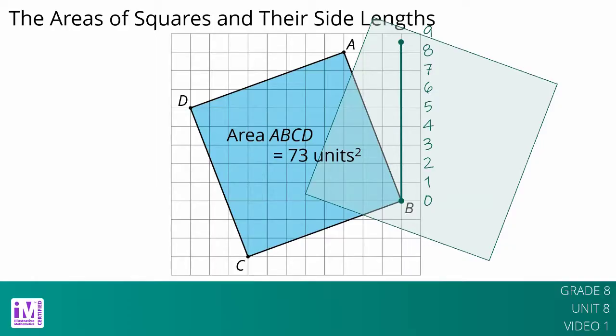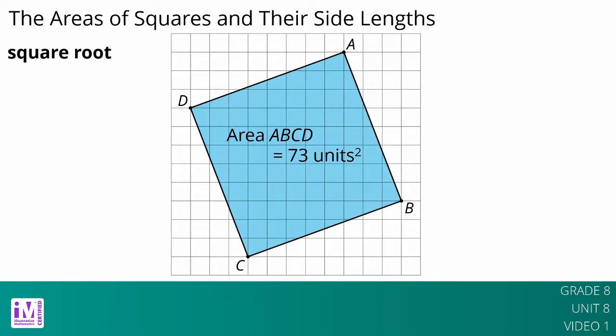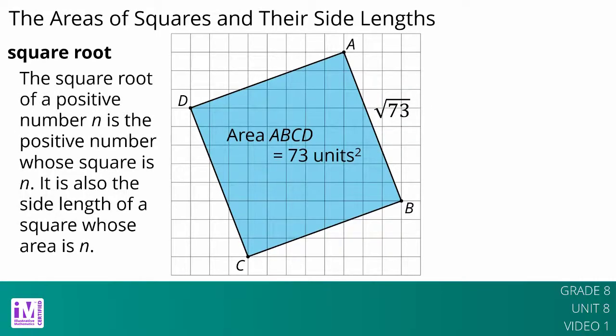In order to write the side length of a square whose area is 73 square units, we use the square root symbol. This notation is read the square root of 73, and it means the length of a side of a square whose area is 73 square units. In general, the square root of a positive number n is the positive number whose square is n. It is also the side length of a square whose area is n.